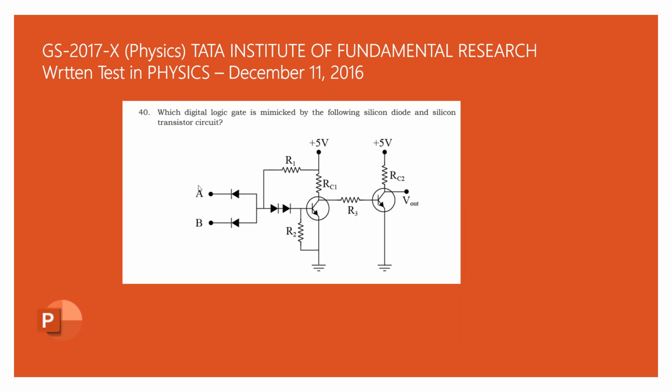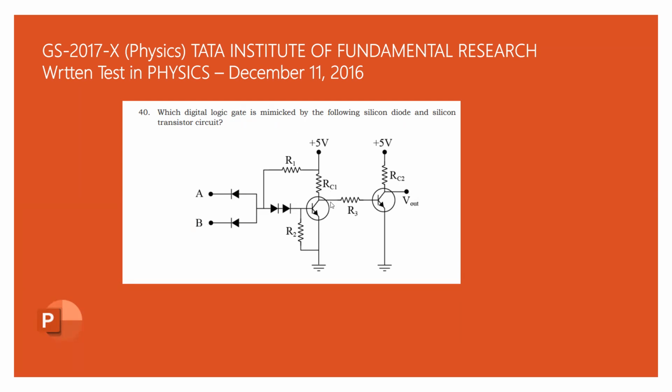Now suppose both are high. So when both these are high, what happens? Then this diode becomes reverse biased, so no current flows here. Now what will happen? All the voltage will come here, so here there will be high voltage. This transistor will conduct, and again a high amount of current will flow here. So you get zero output here.